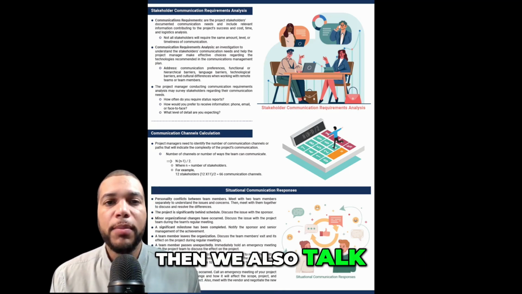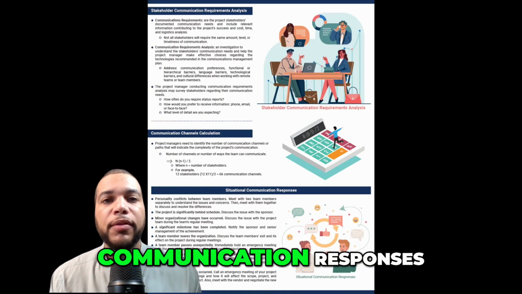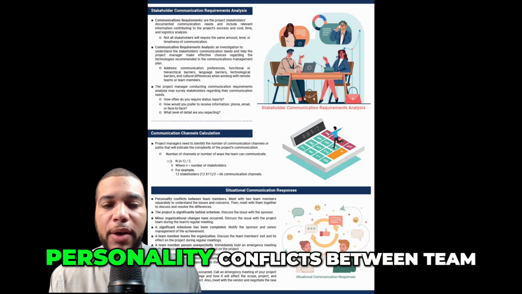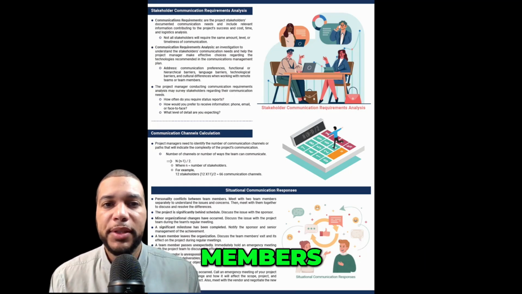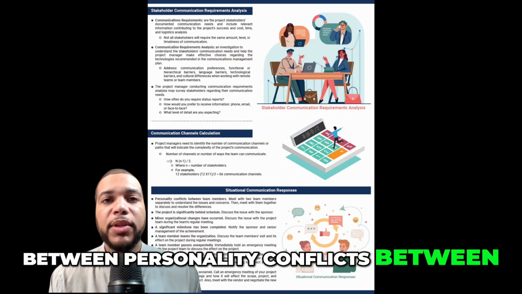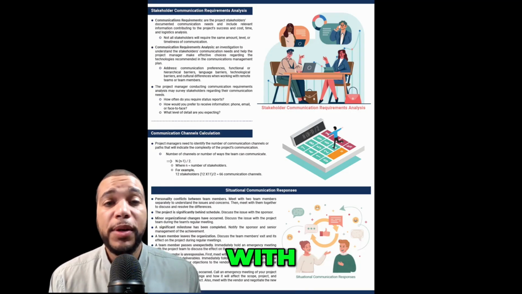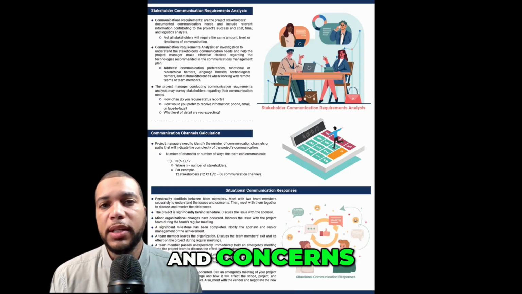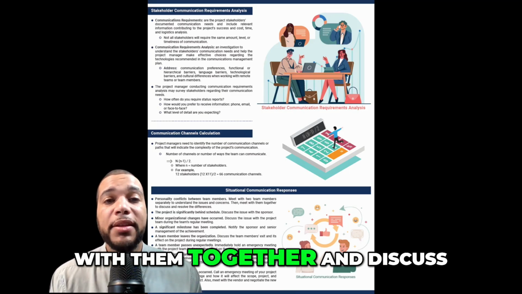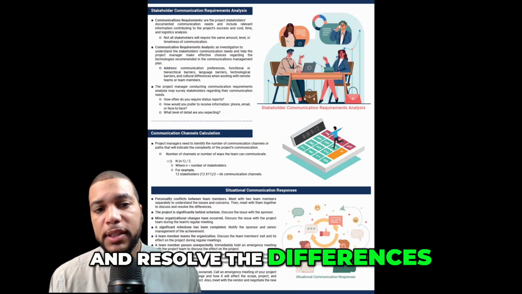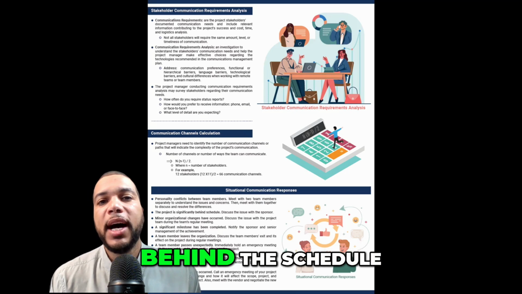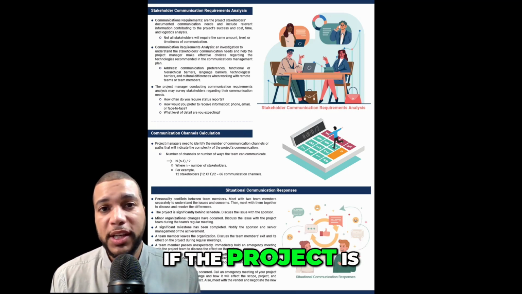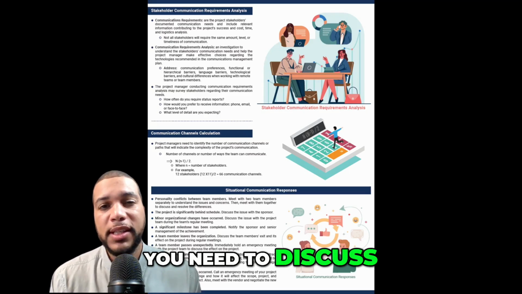So then we also talk about situational communication responses. You're going to deal with situational communication responses. Personality conflicts between team members: you need to meet with the team members separately and understand the issues and concerns. Then you need to meet with them together and discuss and resolve the differences. The project is significantly behind the schedule: you need to discuss the issue with the sponsor.